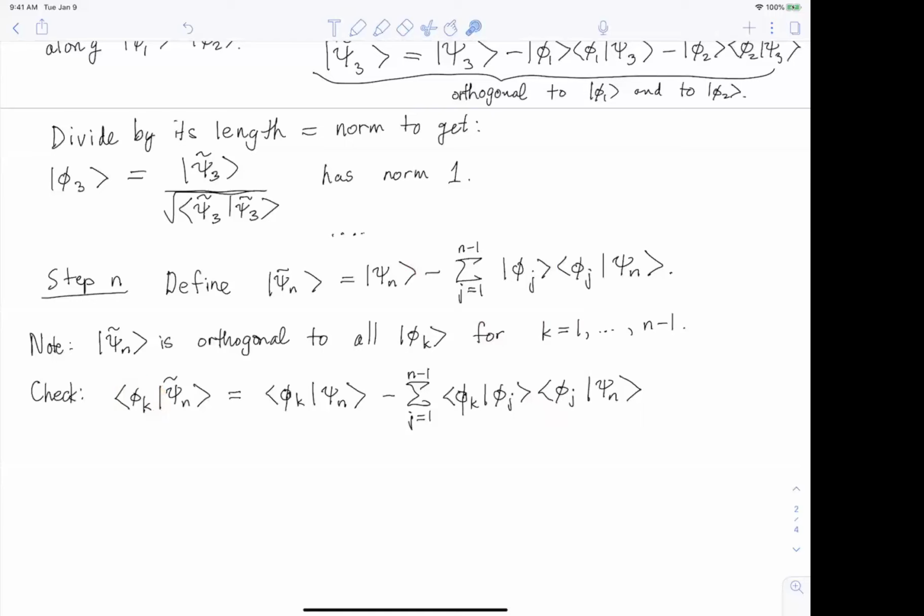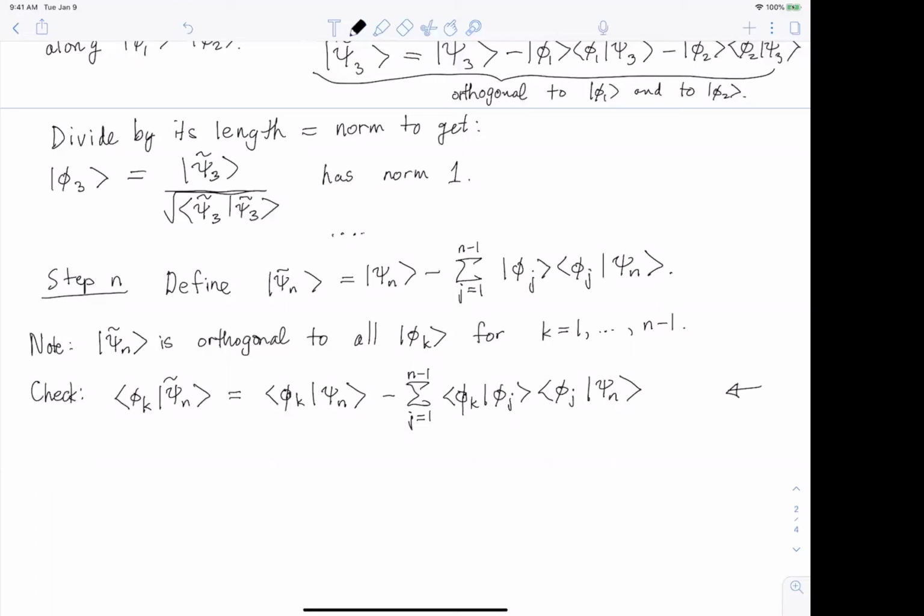Professor? Yes. I got a question. If the psi of n is orthogonal to all of these phi's, wouldn't the projection be 0? No. Well, the inner product with them is 0. That's what I'm in the process of proving right now. It's the fact that you've subtracted off its projection onto all these other vectors that means its inner product with any one of them is 0. And that's exactly what we're in the process of doing right here.